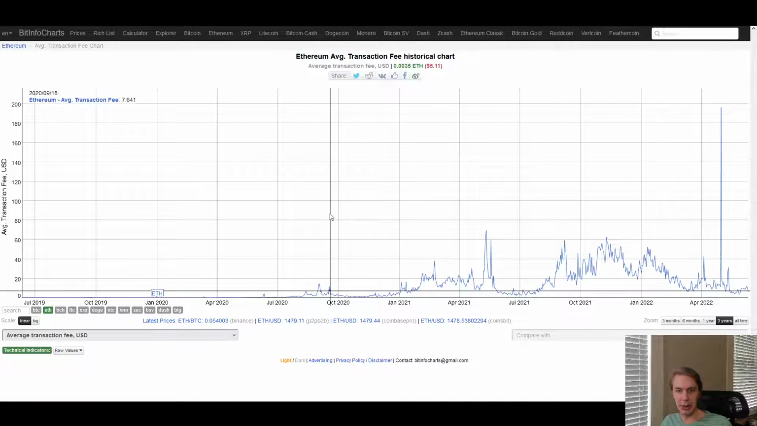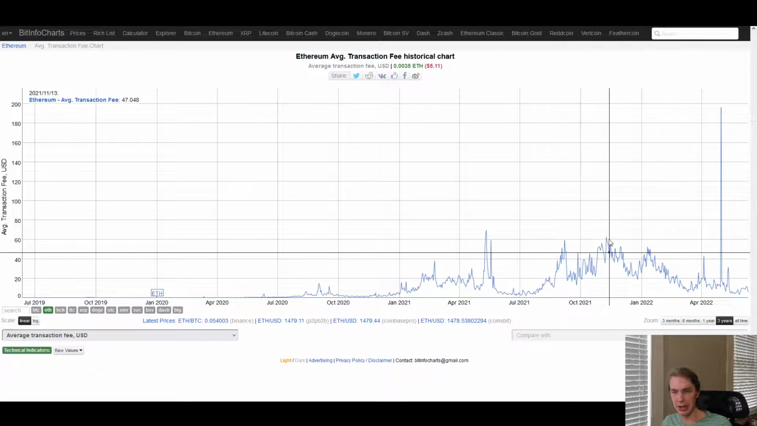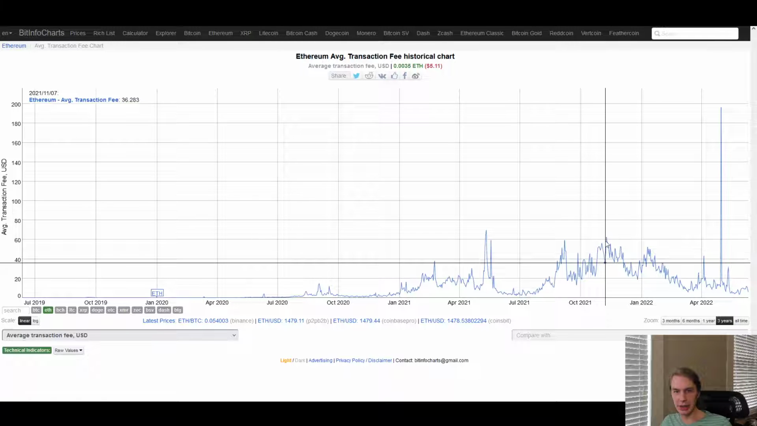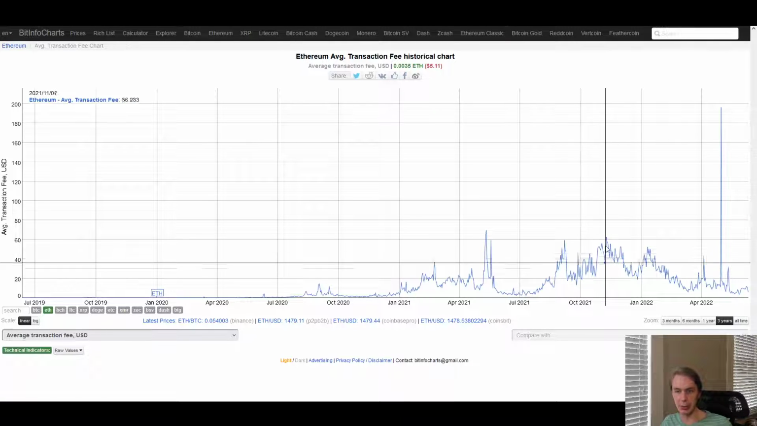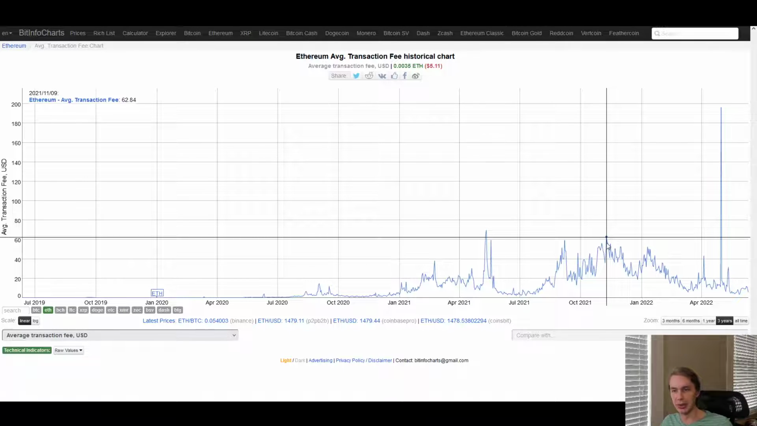And you can see this manifest in other charts as well. So here I'm showing you the average transaction fee for Ethereum in US dollar terms. What you can see is that it really peaked out back in November of 21, being up in the $60 range even, pretty expensive to be using it. $60 to $40 just for one transaction on Ethereum. This was really one of the things that was propelling a lot of those alternate L1s, right?